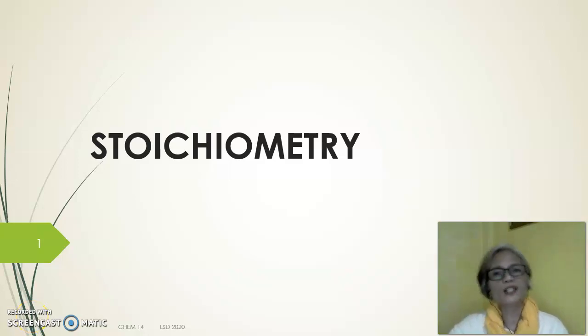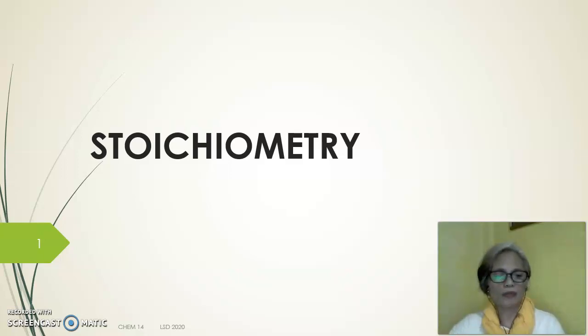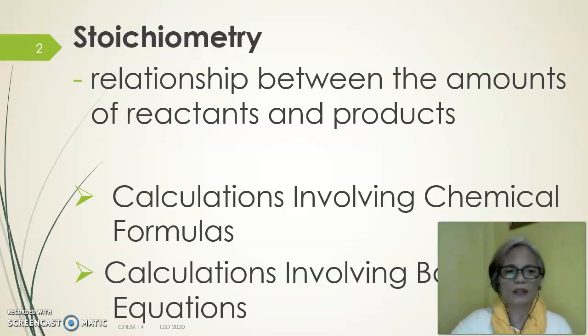Good morning, class. Recall that last week we discussed balancing chemical equations, and we were also able to discuss the different types of reactions. So at this point, we are ready to discuss stoichiometry, which is just the relationship between the amounts of reactants and products. So there are two phases.